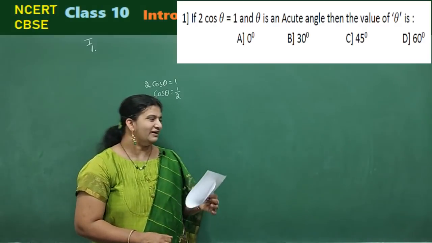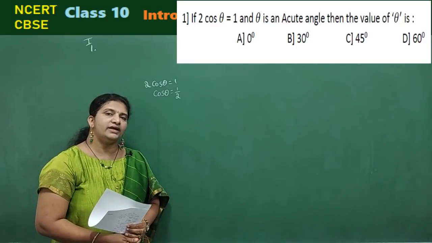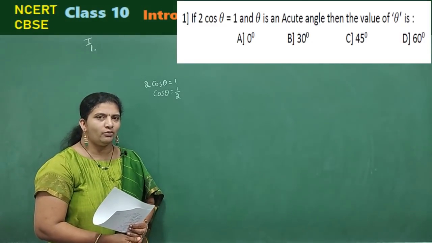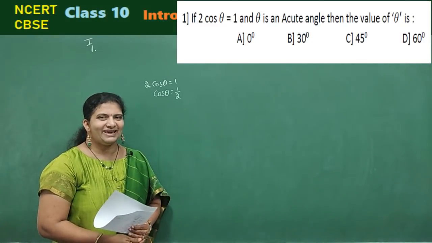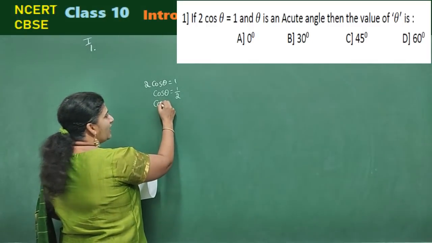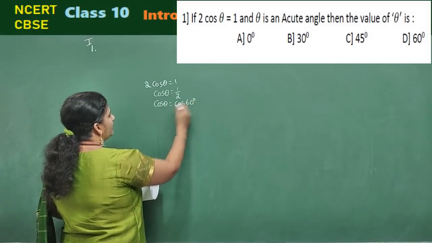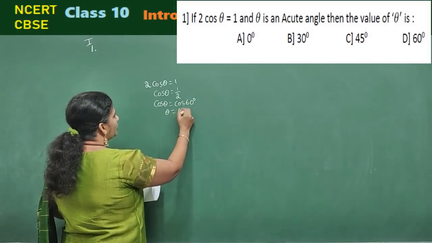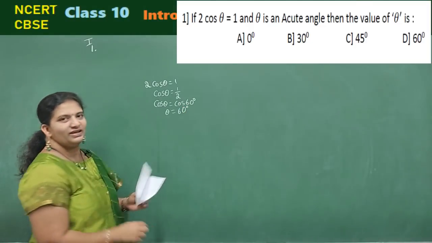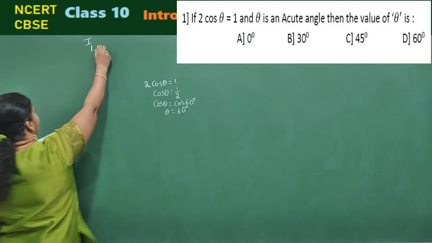Okay, let's begin here. Cos theta is 1 by 2. In the trigonometric ratio table, do you remember where we get 1 by 2? Yes, it is cos 60 degrees. Cos theta is equal to cos 60 degrees. Therefore, what is the theta value? 60 degrees. So which option is the right option? Option D, 60.